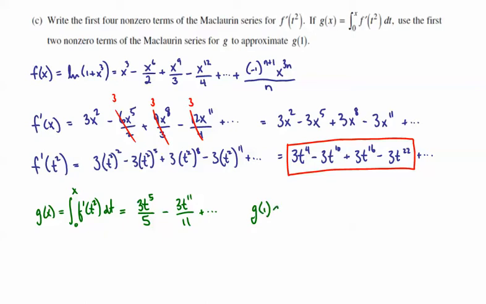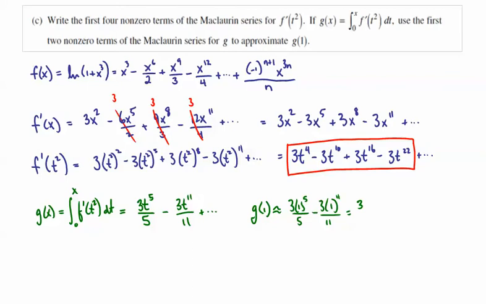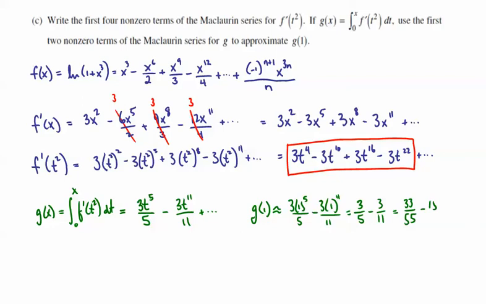Again, when x is 1, g would be approximately equal to 3 times 1 to the 5th over 5 minus 3 times 1 to the 11th over 11, which is 3 fifths minus 3 11ths, and all we'll need to do is multiply 3 fifths top and bottom by 11, 33 55ths, multiply 3 11ths top and bottom by 5, minus 15 55ths, and we end up with 18 55ths.